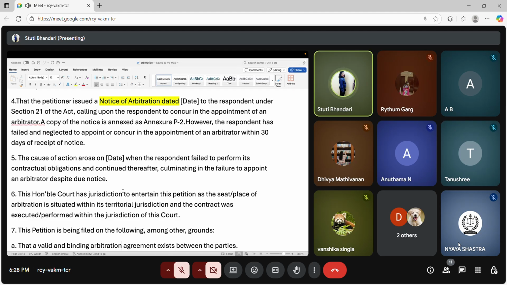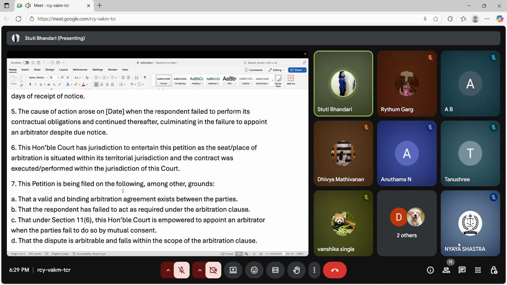This petition is being filed on the following grounds: that a valid and binding arbitration agreement exists between the parties. First, this is the most important requirement. Second, the respondent has failed to act as required under the arbitration clause. That under section 11(6), this honorable court is empowered to appoint an arbitrator where the parties fail to do so by mutual consent.